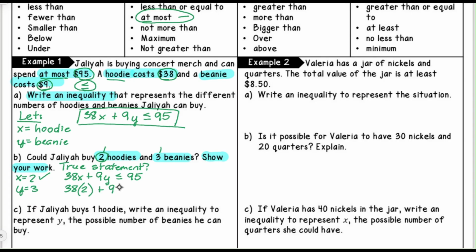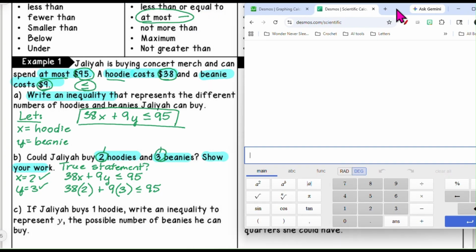And I'm going to spend $9 on every beanie, and I'm going to buy 3 beanies. Okay, and I'm going to put that in there for my y. Now, Desmos is a calculator you probably use in school, and it's a super awesome one. So I'm just going to type this in. I brought my Desmos over here.